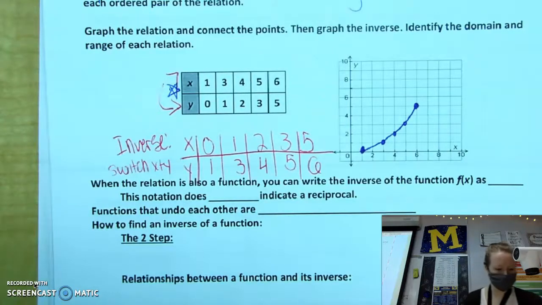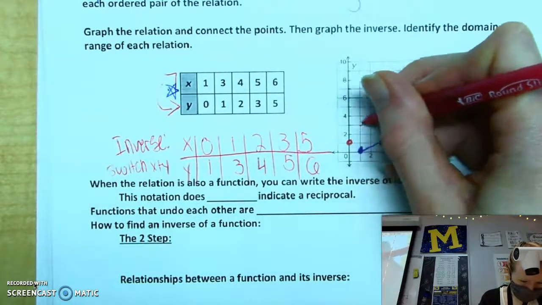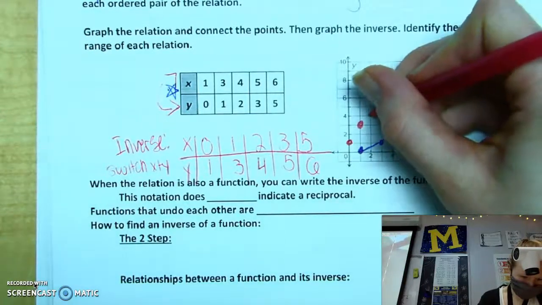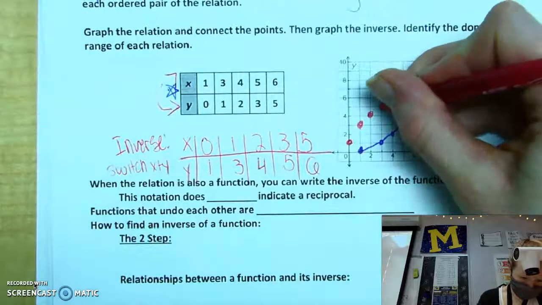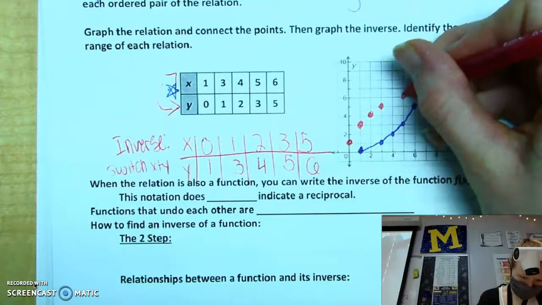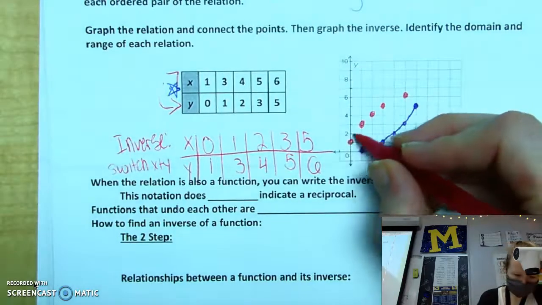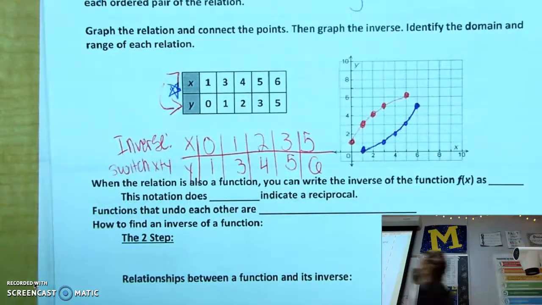So if we were to start plotting these new coordinates, 0, 1, 1, 3, 2, 4, 3, 5, and then 5, 6, those two pieces look oddly familiar, right? Kind of nice. Those sketches do look eerily similar.